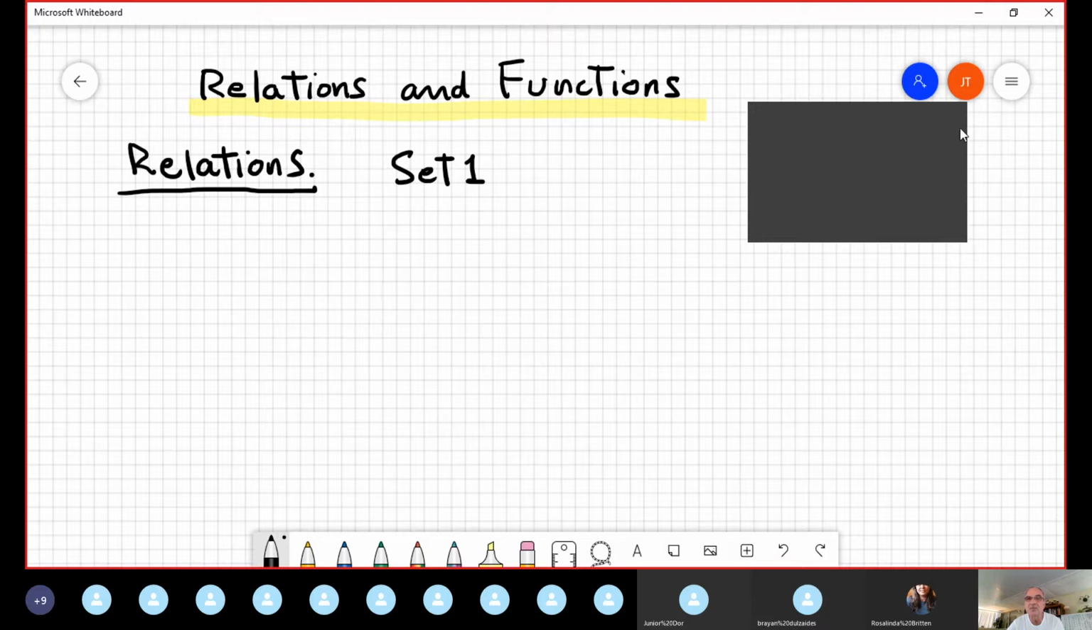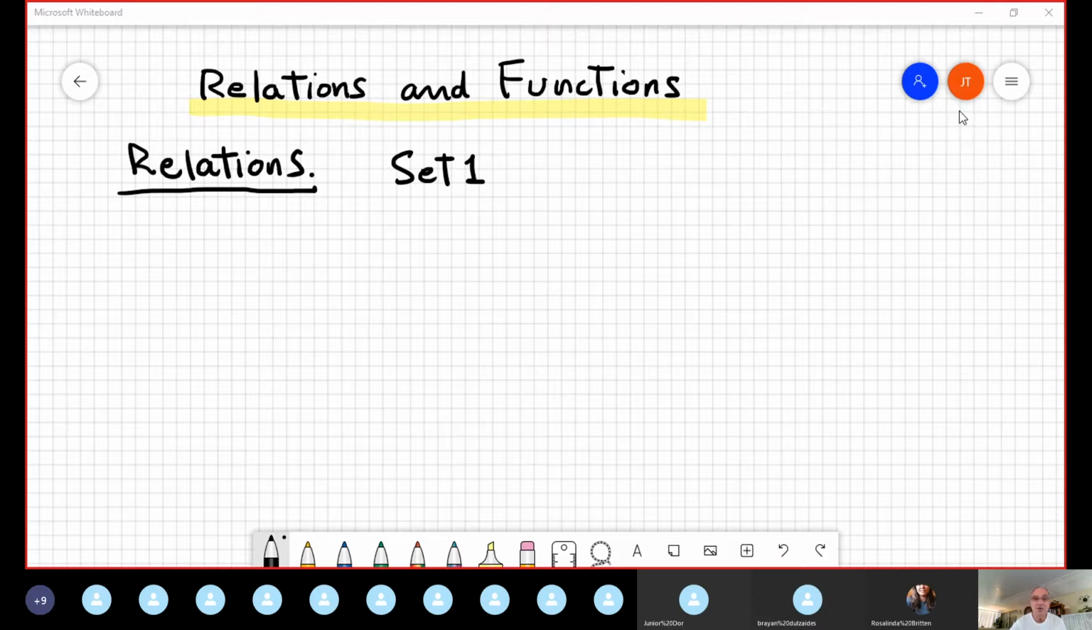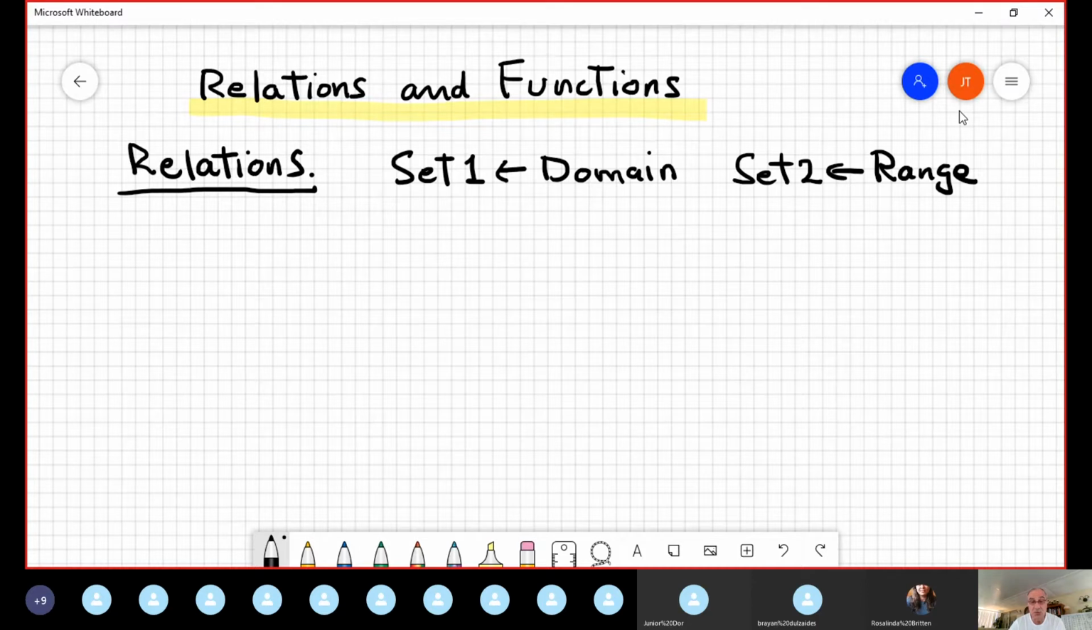Is the board now? You set one first set, which normally is called domain. This is the technical name. Okay, and we have a second set. It's called range. And the relation is some association between set 1 and set 2.